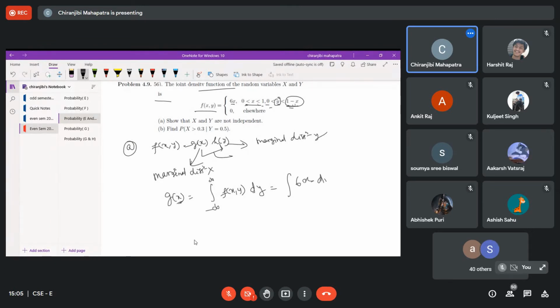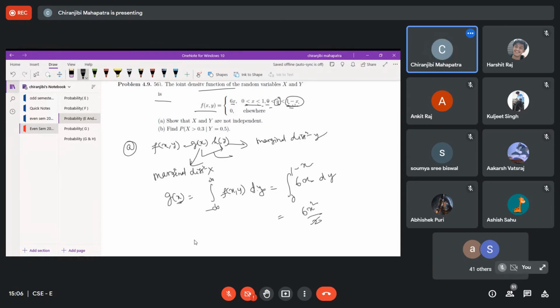0 to 1. 0 to 1 minus x. No, why would it be 0 to 1 minus x? Okay, yes, it is y. You are right, I wrongly wrote dx. Sorry, here it is dy. So what will the range of y? y lies between 0 and 1 minus x, so you have to write 0 to 1 minus x here, not 1.